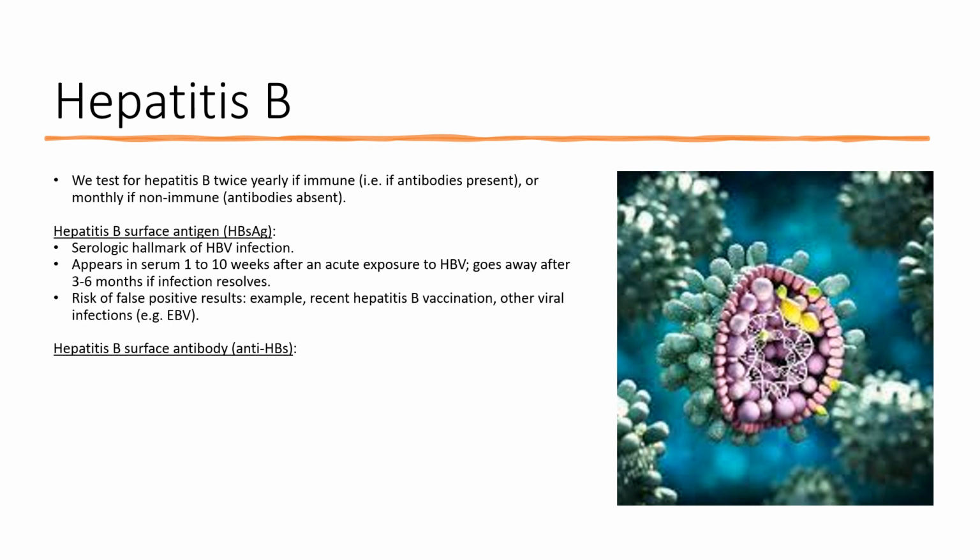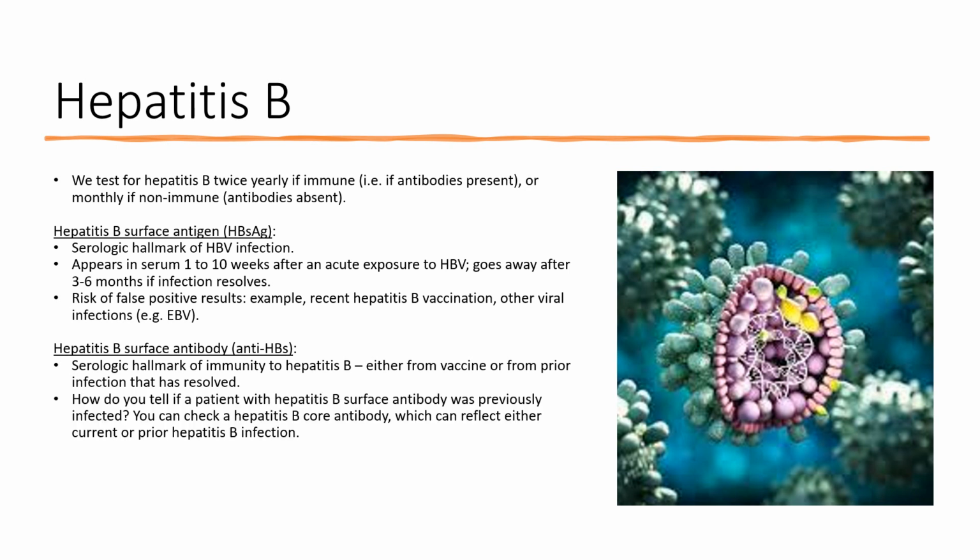Now, in contrast, hepatitis B surface antibody is a serologic hallmark of immunity to hepatitis B, either from vaccine or from prior infection that has resolved. Now, how can you tell if a patient with hepatitis B surface antibody was previously infected, as opposed to just receiving the vaccine? Well, you can check a hepatitis B core antibody. And if that's present, either they were previously infected or they have a current hepatitis B infection.